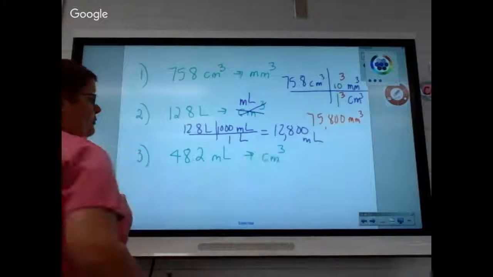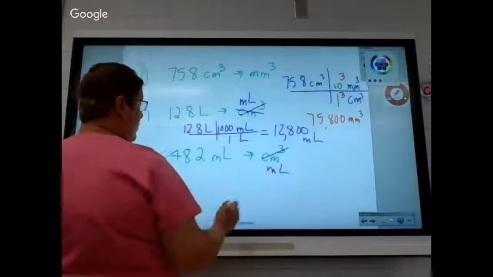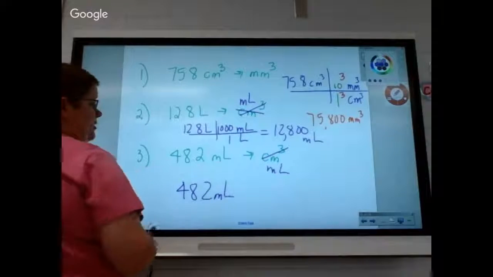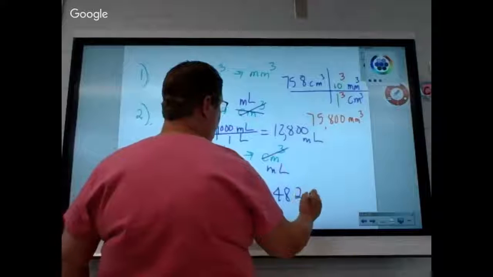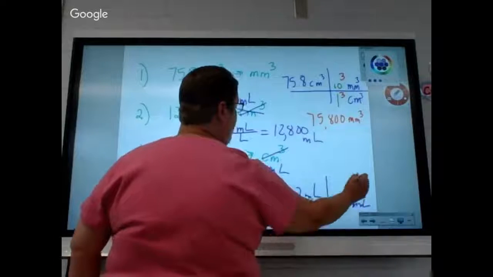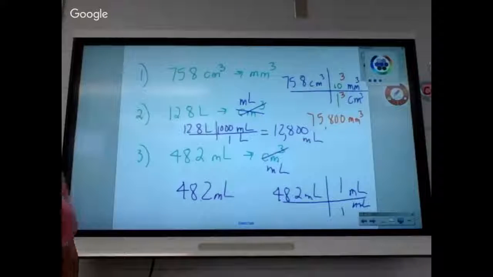Okay. Now this one, I wouldn't even draw a chart for it. Milliliters, it's one and the same. 48.2 milliliters. But those of you who did draw a chart, a lot of y'all did milliliters and you were like, oh, it's the same. Just put ones there, and you get the same answer.